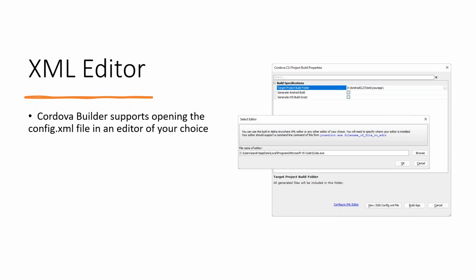But there's a configure XML editor link on there now, which you can use to specify what tool to open for editing. So this screenshot just shows I've set it up to open VS Code, whatever XML editor you prefer, you can use. Otherwise, I do believe it'll just open whatever the default text editor is on your system.